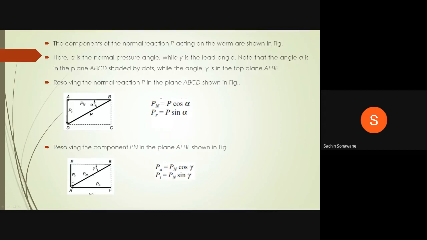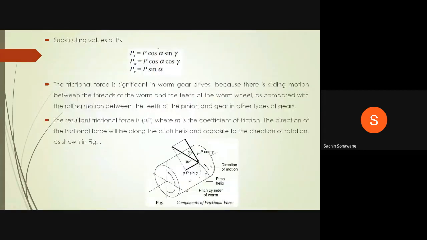Therefore, in AEBF angle gamma is there. Therefore, axial force PA is equal to Pn cos gamma. Tangential force is equal to Pn sin gamma. Substituting values of Pn, Pt is equal to P cos alpha sin gamma. Pa is equal to P cos alpha cos gamma. Pr is equal to P sin alpha.